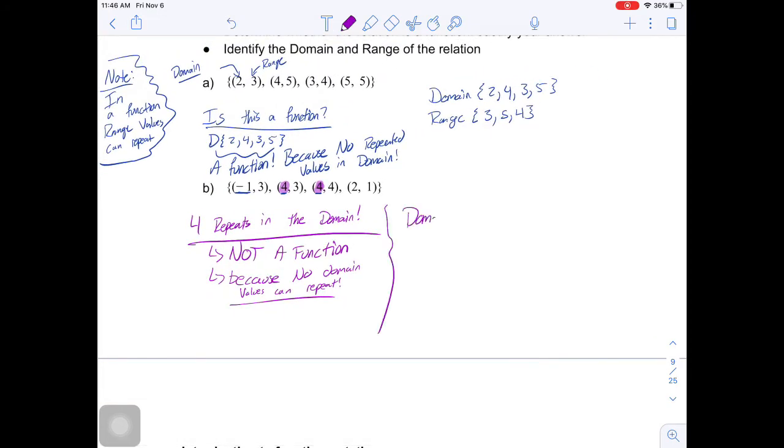Let's list our domain of this thing. Well, remember, each number in all the ordered pairs are domains. So remember, it's always domain and then the range value. Okay, so here my domain is made up of -1, 4, and 2. I don't have to repeat 4 there. What's made up of my range? Well, my range are the second numbers in each ordered pair. So 3, 3, 4, and 1. So 3, 4, and 1. And there's my domain and range.